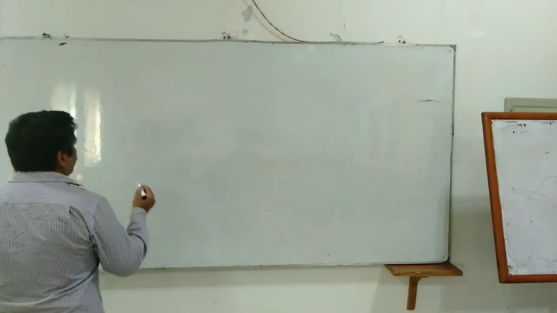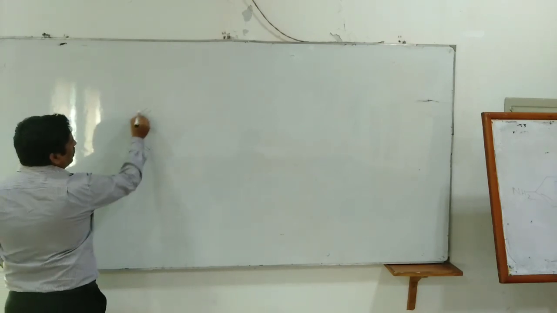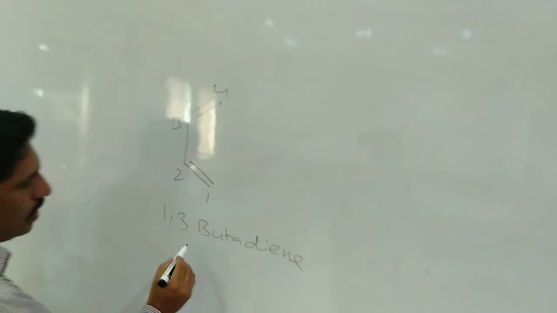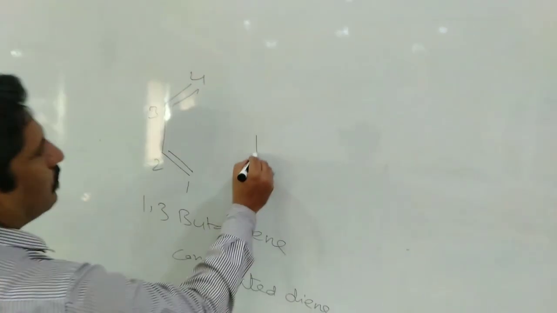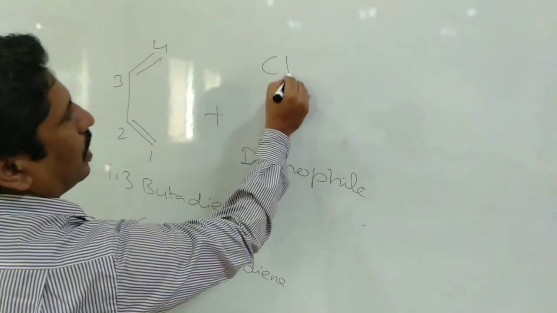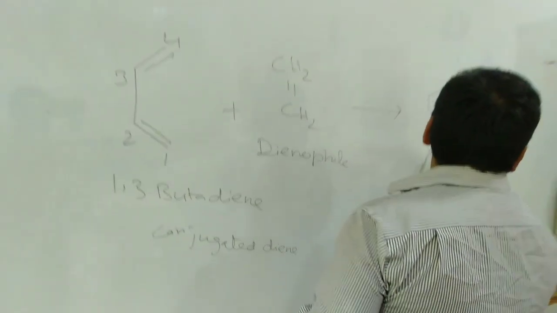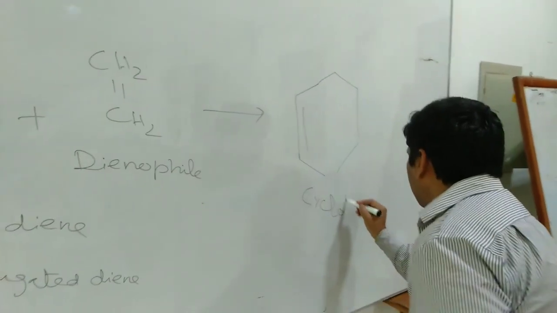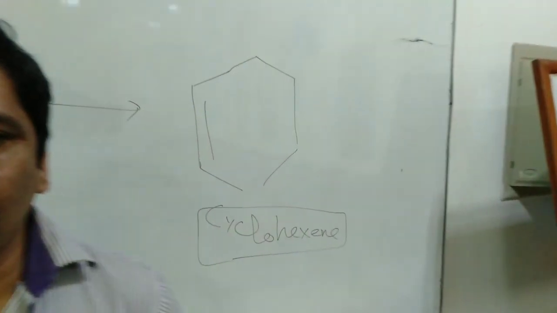For example, when you use conjugated dienes, that is 1,3-butadiene, that is called conjugated diene, and when it combines with dienophile, that is alkene, they both will combine to form cyclohexene. The mechanism of this reaction is as follows.